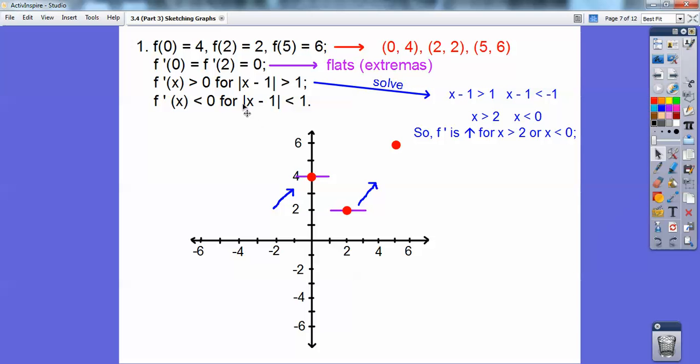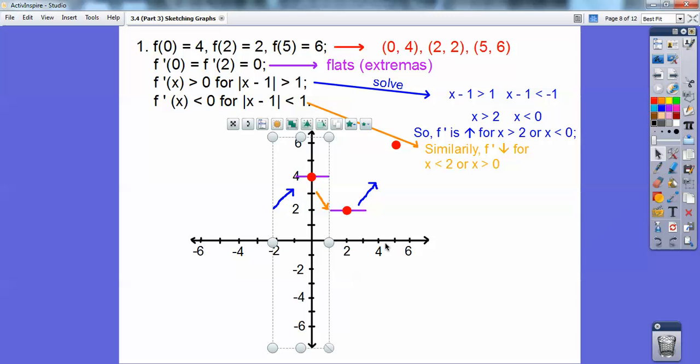Let's do the same with this guy right here. Okay, when I solve that guy, I get it's decreasing when it's less than 2 and greater than 0. So it's only decreasing right there. So pretty much I can see it's doing something like this, it's going up and then down and back up like this.